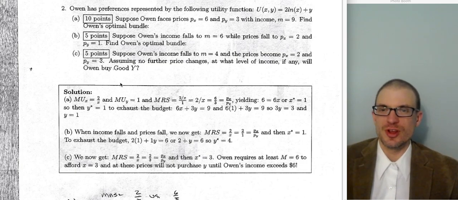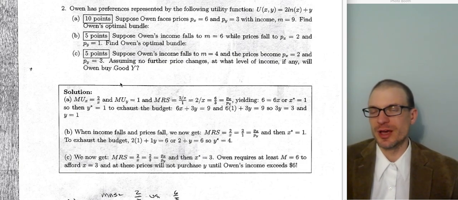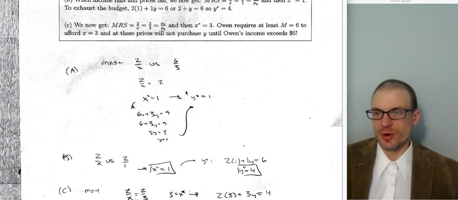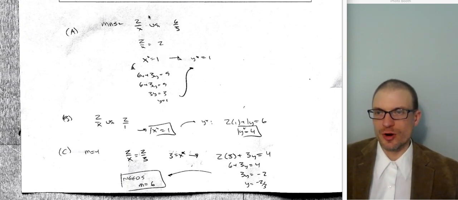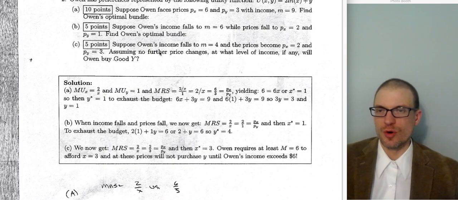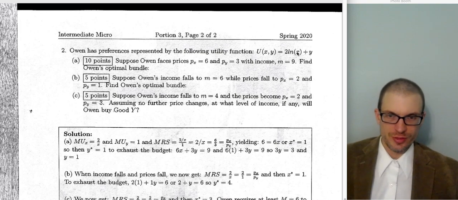Assuming no further price changes, what level of income, if any, will Owen buy good y? All right, so for the first one, we're going to compare Owen's MRS, which is going to be 2 over x, versus the price ratio 6 over 3. Where does the 2 over x come from? Well, the partial with respect to x is 1 over x times 2, which is 2 over x.